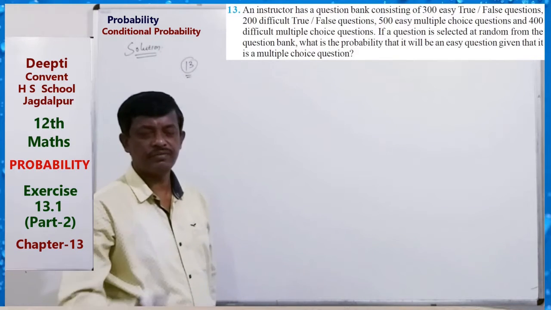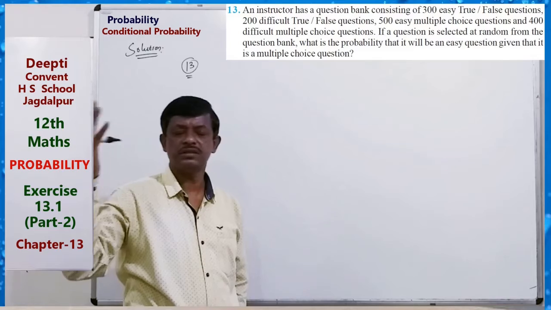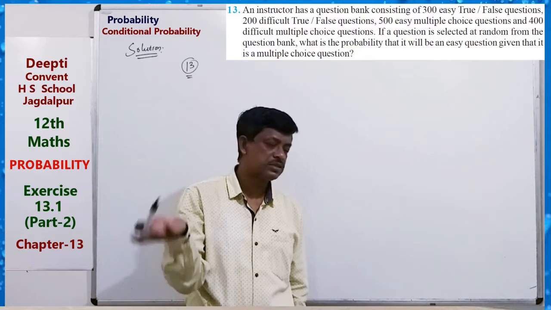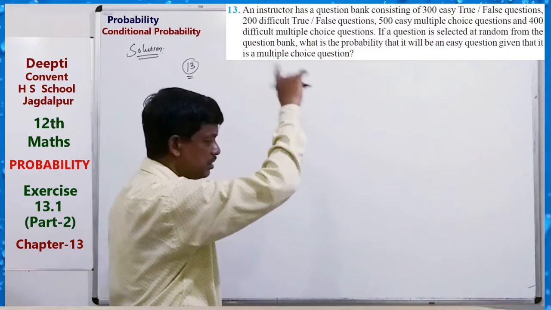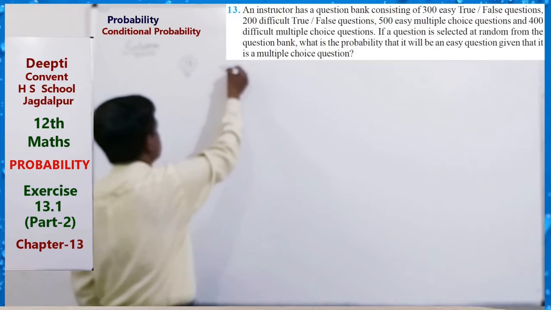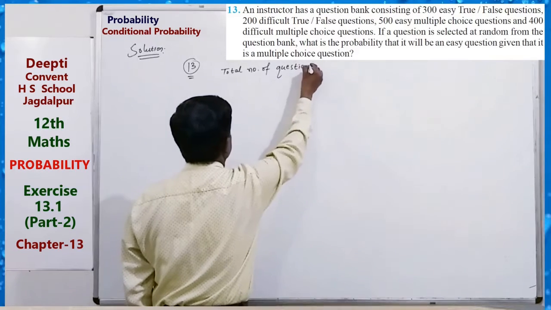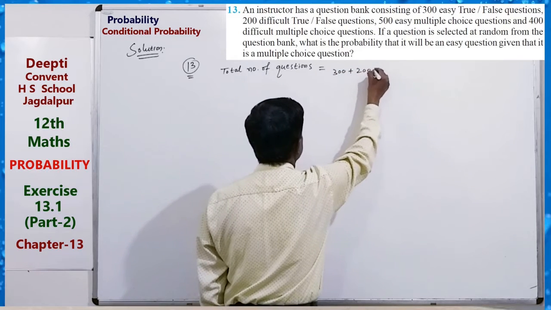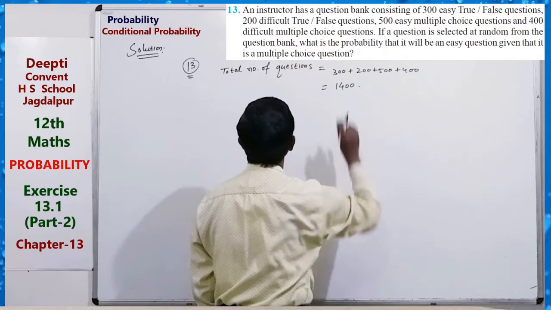So for question 13, the information is very simple: easy true false, easy multiple choice, difficult true false, and difficult multiple choice questions. So 300 and 200, 500, and 500, 1000, and 400, 1400. The total number of questions equals 300 plus 200 plus 500 plus 400 equals 1400.